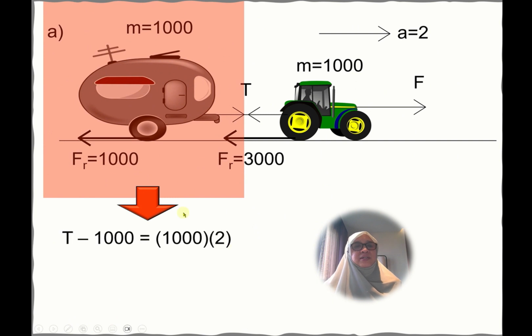So for the trailer, the direction of A is to the right, so that means tension will be positive and friction will be negative. So T minus 1000 equals MA. So we use F equals MA. So the M is 1000 and the acceleration is A. So we calculate, we get T equals 3000 Newton. So this is the tension in the tow bar.